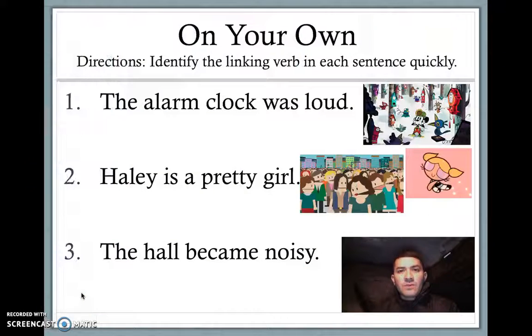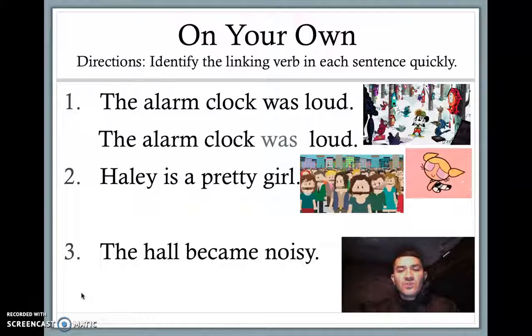Now let's see if you could do it on your own. Directions. I want you to identify the linking verb in each sentence as quick as you can. Number 1, the alarm clock was loud. Alright, you should have chosen the word was. The linking verb was connects the subject, the alarm clock, to the sound of being so loud, or to the description word of loud.